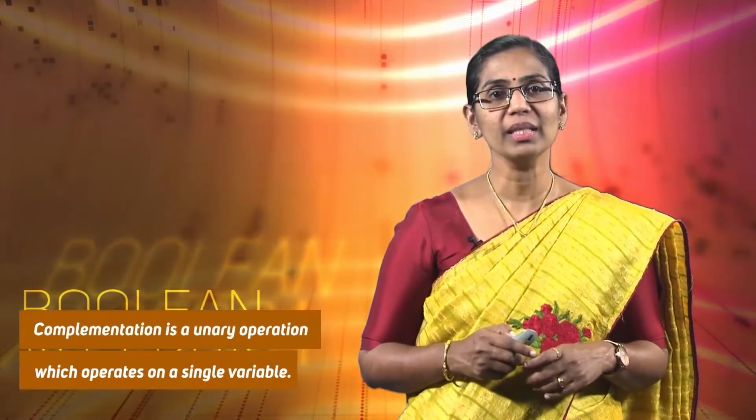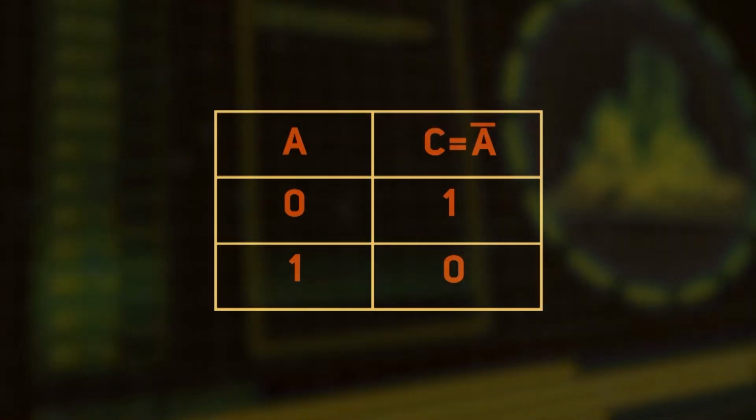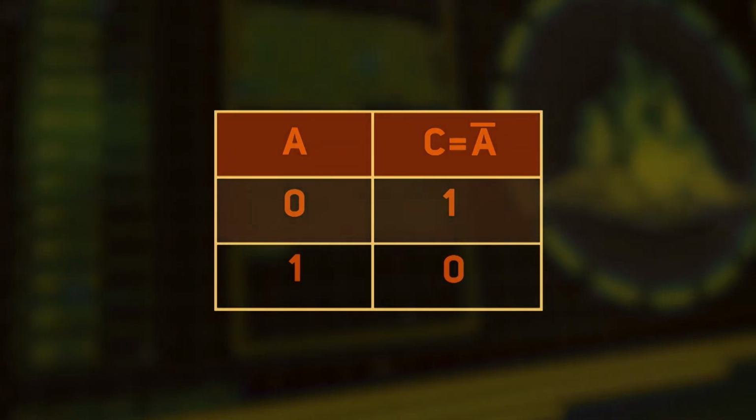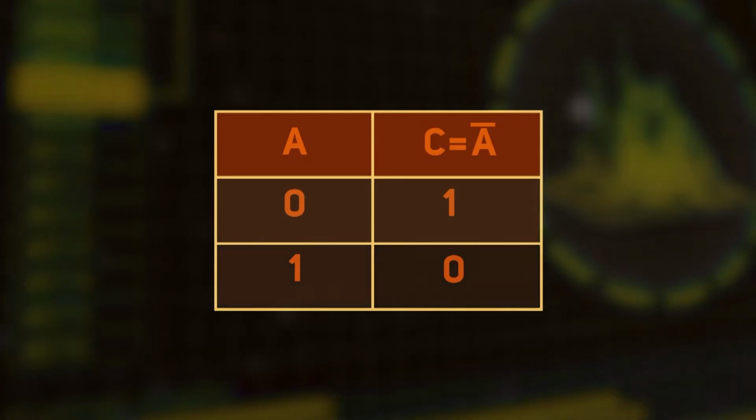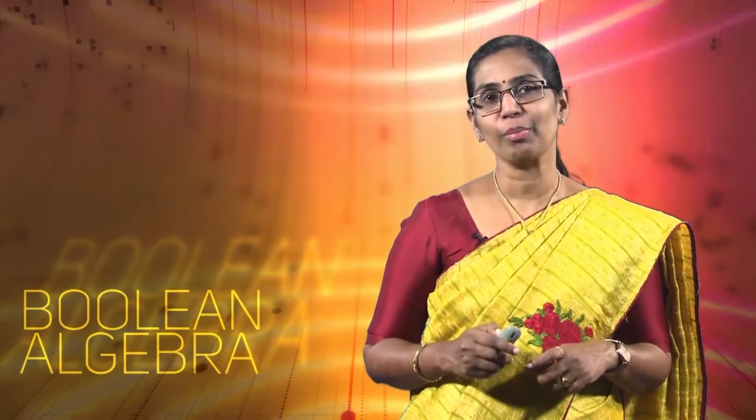The above two operations OR and AND are binary operations because they operate on two variables. Complementation is a unary operation which operates on a single value. We can find the complement of a single variable or of a Boolean expression. The truth table for logical NOT is given here. Logical NOT defines that the complement of 0 is 1 and the complement of 1 is 0. Dear friends, we shall use the words plus, dot and complement from here onwards for the operations OR, AND and NOT respectively.